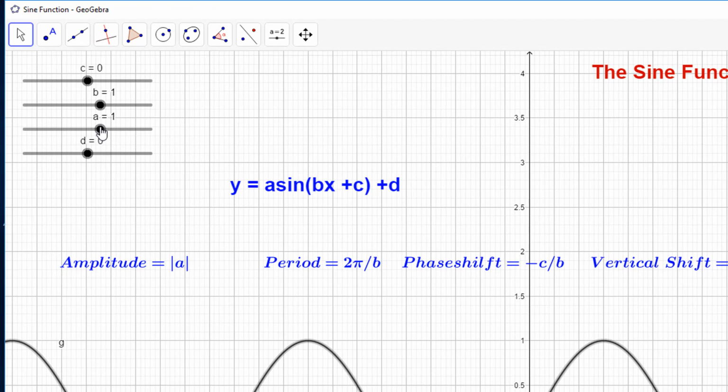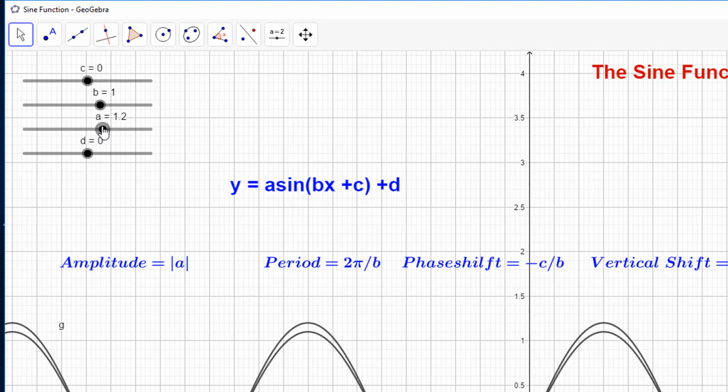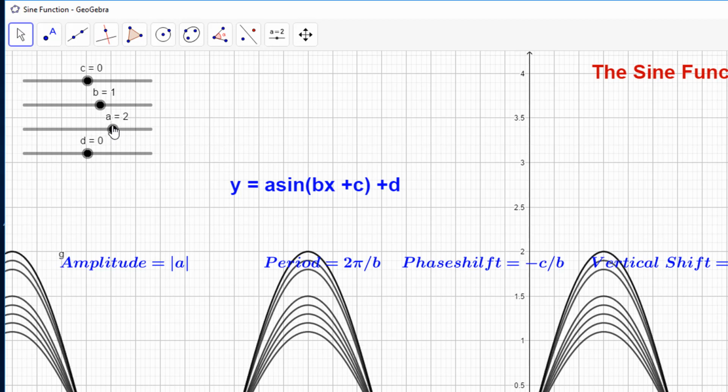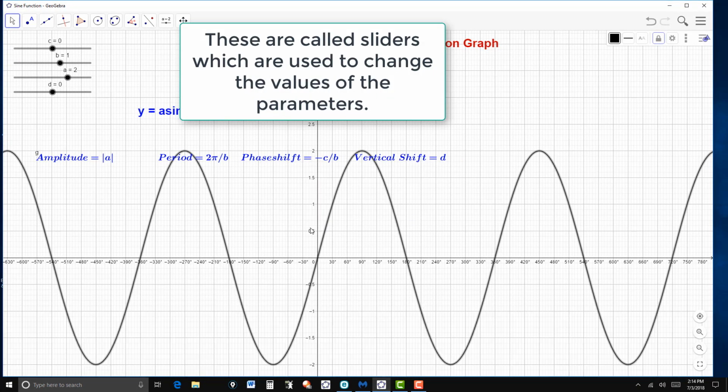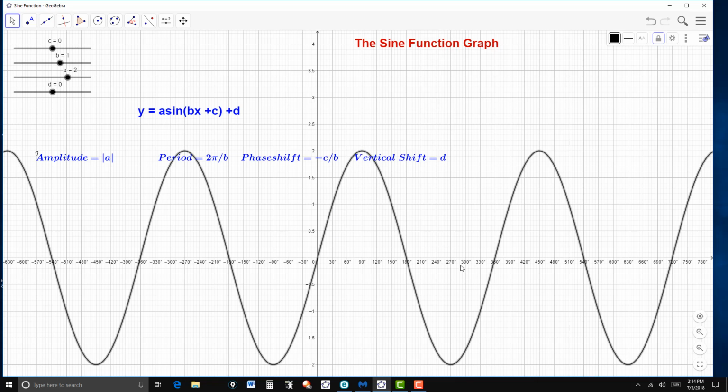Using this line right here, I can move a to, say, 2. And you can see what happened to the graph. Instead of an amplitude of 1, it went to 2. So it goes up 2 and down 2. Notice the period stayed the same. You have 0 degrees, and the midpoint of this period is 180 degrees, or in terms of radians, it's 0, pi, and 2 pi.